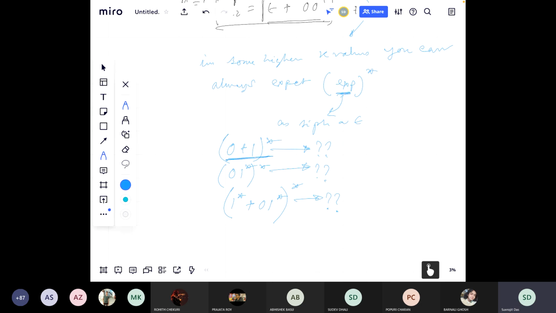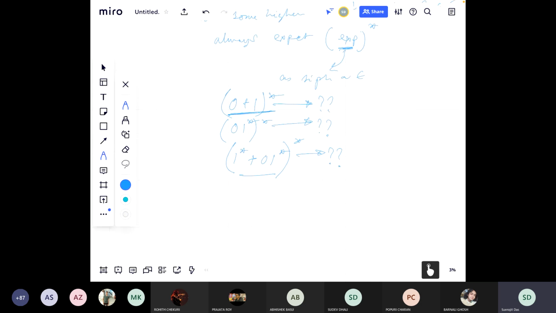Should it be that you apply your intuition and then try to build strings, something like that? 0 plus 1 star. What should be 0 plus 1 star? So let us think of 0 plus 1 star. What are the strings? Let us think of this. The strings are epsilon. It may be 0. It may be 1. It may be 0, 0. It may be 0, 1. It may be 1, 0. It may be 1, 1.